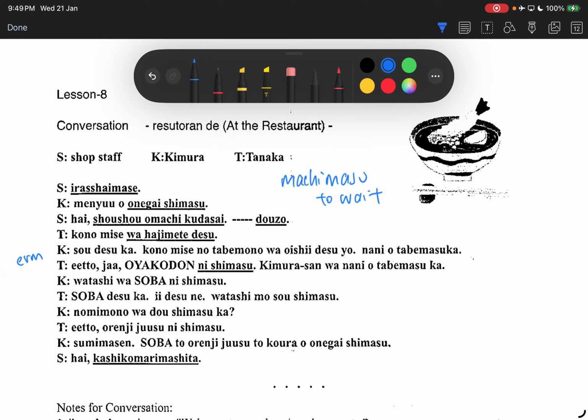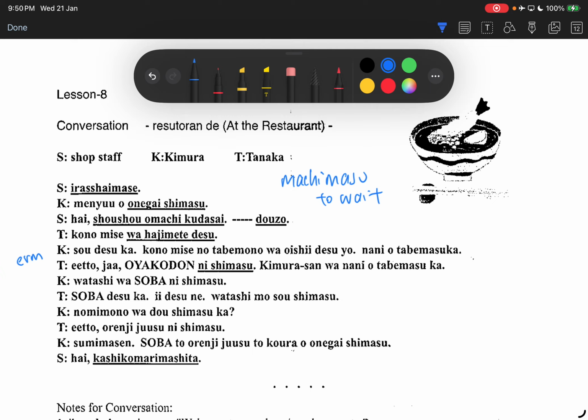Okay, then K says, nomimono wa dou shimasu ka? So about the drinks, dou shimasu ka? So dou also means how, or what, right? So how do you want to do the drinks? Like how do you want to order? So how about the drinks? Then he says, orange juice ni shimasu. I will do orange juice.